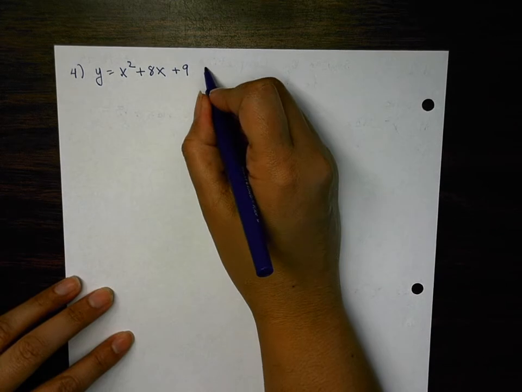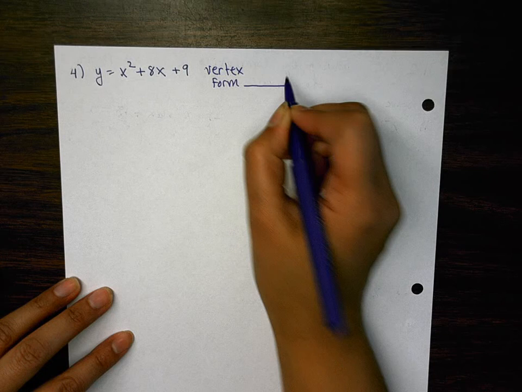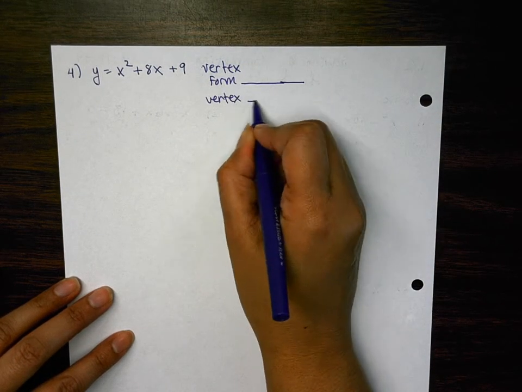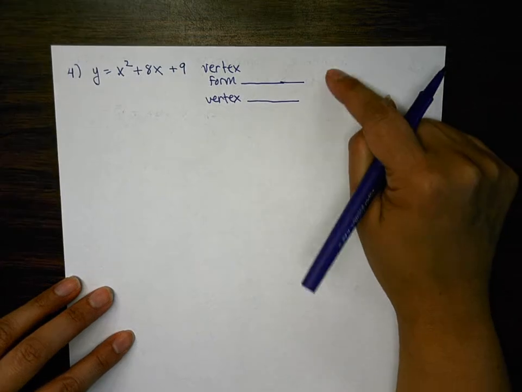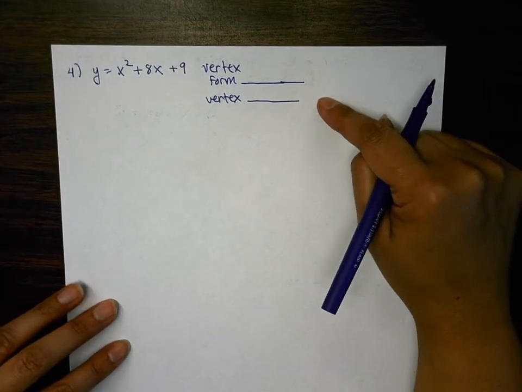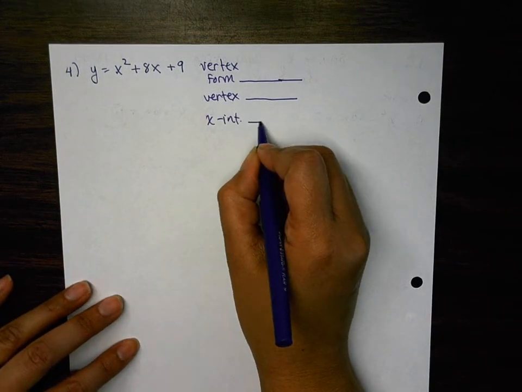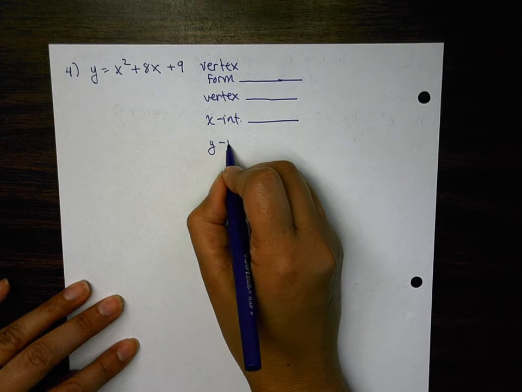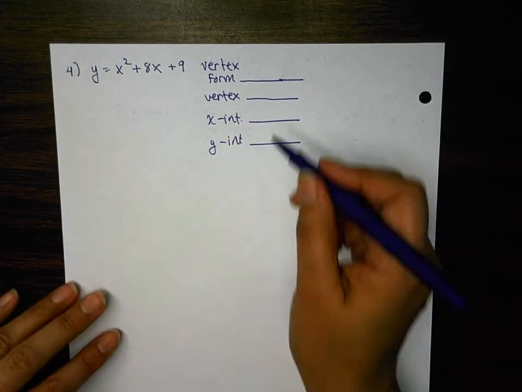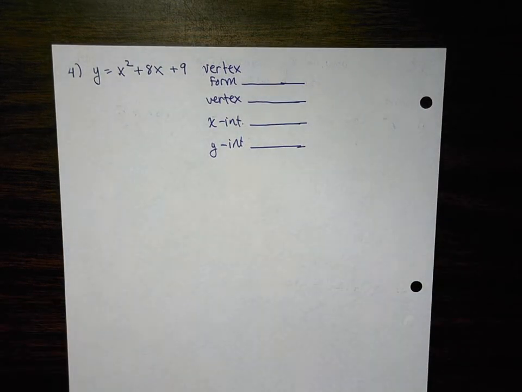All right, there are a few things you're going to do. You're going to rewrite it in vertex form. You're going to find the vertex. These first 2 pieces right here are review from last week's lesson. Then we're going to find the x-intercept, which is what we just reviewed on the previous page, and then the y-intercept, which is review from last unit. And then after all that, we're going to graph.